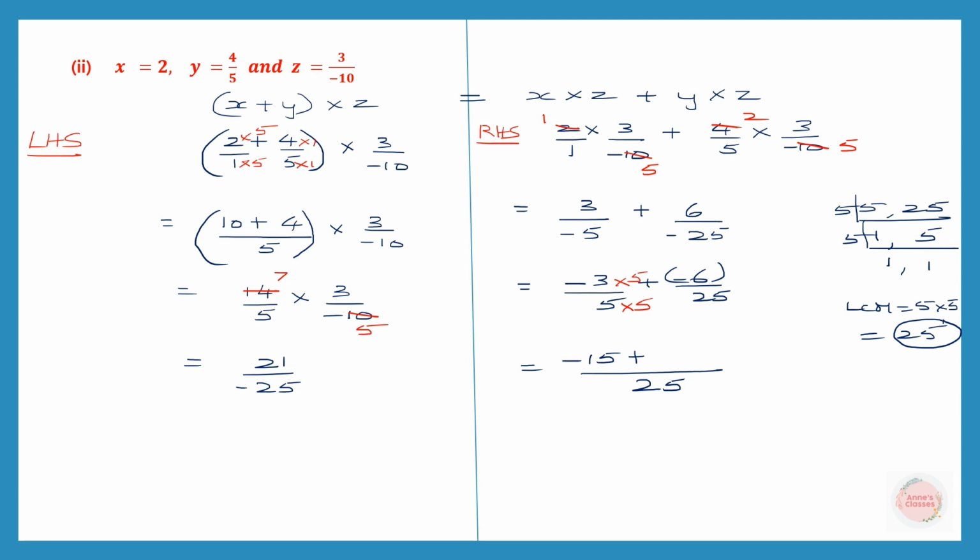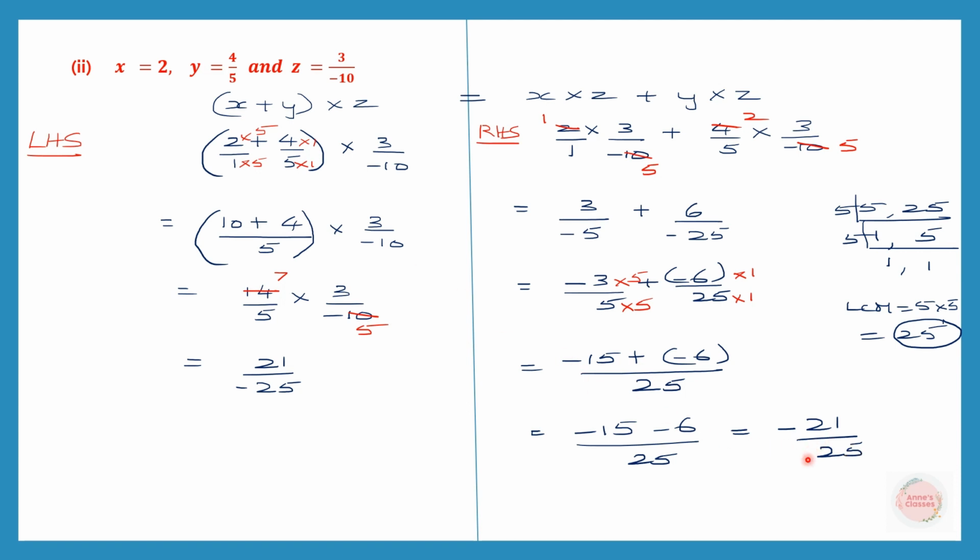Plus, on the other side, we have 25 into 1. It's the same thing. So we can write minus 6 as it is. So that will be minus 6. So this is (minus 15 minus 6) by 25. So minus 15 minus 6, signs are the same. So we put the same sign and we add 15 plus 6 is 21 by 25.